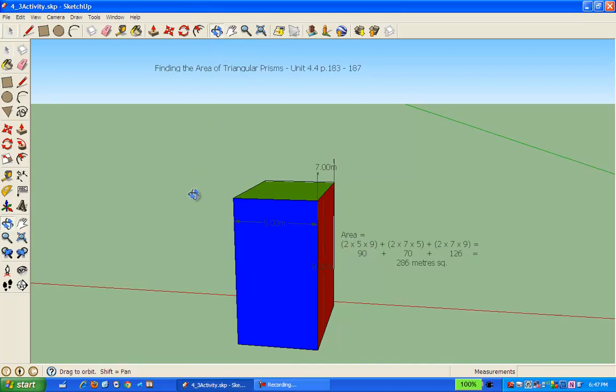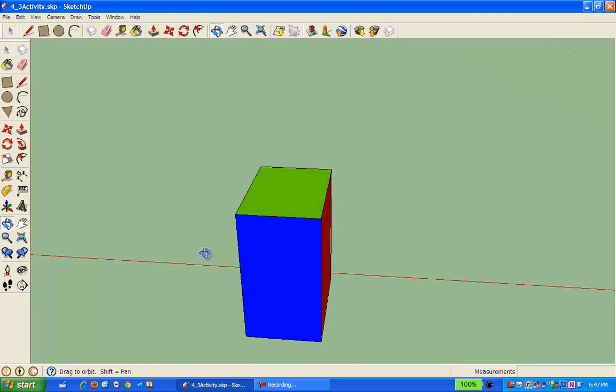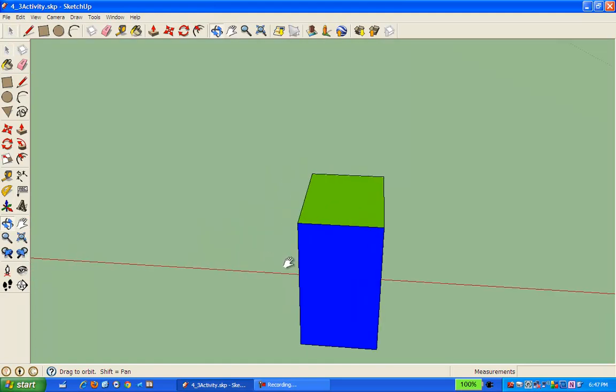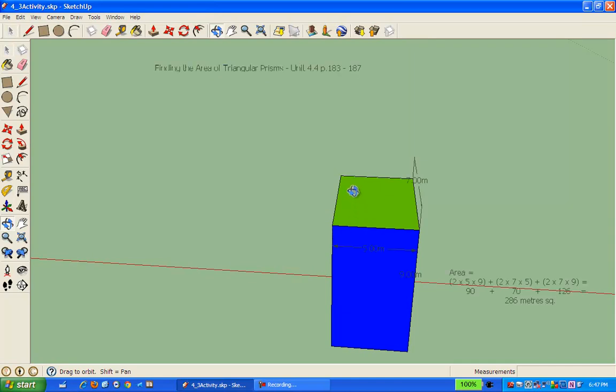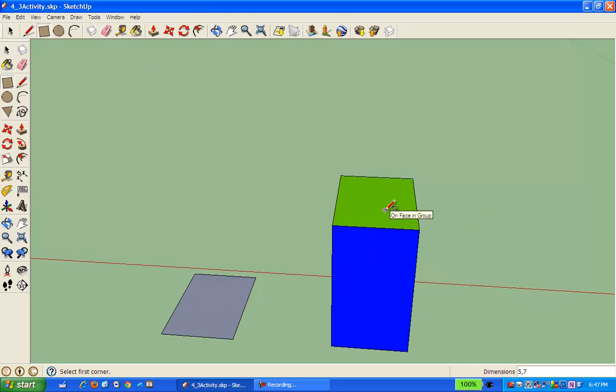So what I'm going to do is orbit up a little bit, move this over, and redraw my green rectangle, all right, 5 by 7. I'm going to grab my rectangle tool, and right here I'm going to draw a rectangle, and it doesn't matter what size I draw it right now. After I finish drawing it, I'm just going to type 5, 7, indicating it's going to be 5 by 7. So it's exactly the same size as this rectangle is right now.